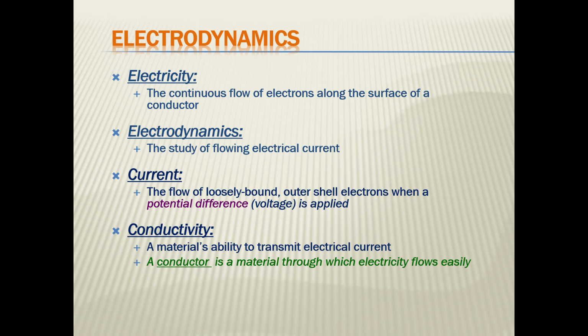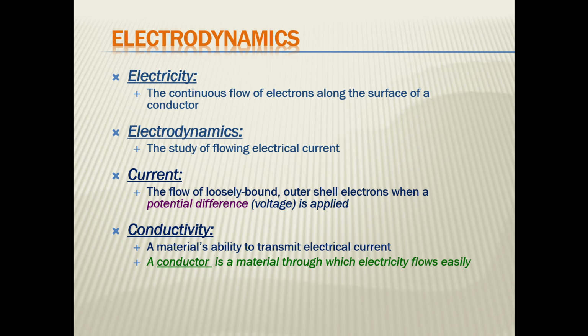So a couple definitions to start us off. Electrodynamics is just the continuous flow of electrons along the surface of a conductor. Assume a solid material for right now. Electrodynamics is the study of flowing electric current, so the study of electricity is electrodynamics.